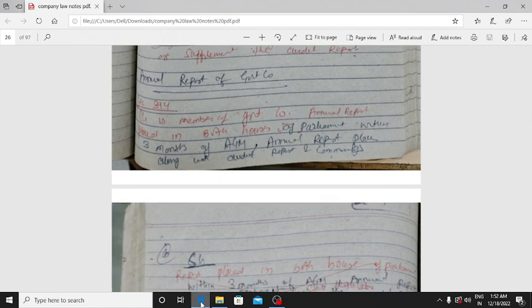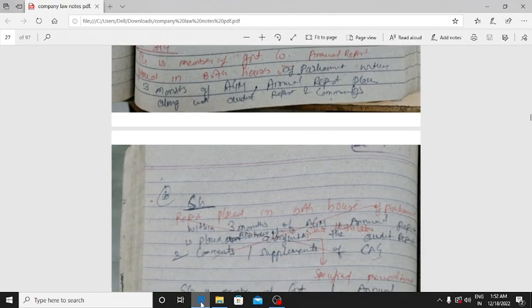Annual report of a government company, Section 394. If the central government is a member of a government company, the annual report is placed in both Houses of Parliament within 3 months of the AGM, along with the audit report and comments. So when a government company discloses its report in both Houses within 30 days of the AGM, it is attached along with the audit reports and all comments.